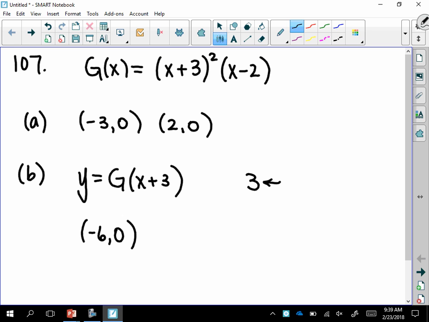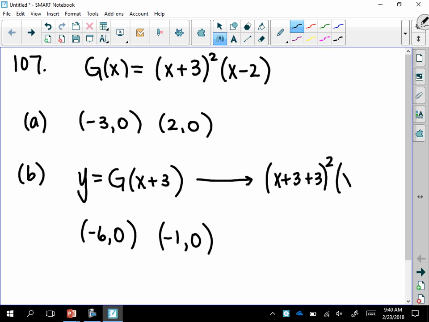If I had an x-intercept at 2 and shifted 3 units to the left, it's now going to be at negative 1. We'd have gotten the same thing if we replaced the x's with x plus 3. So now I would have x plus 3 squared, and x plus 3 minus 2. I've replaced these x's with x plus 3. So what I really have is x plus 6 squared and x plus 1. And you can see that your x-intercepts are at negative 6 and negative 1. Okay. Any other questions on page 194?